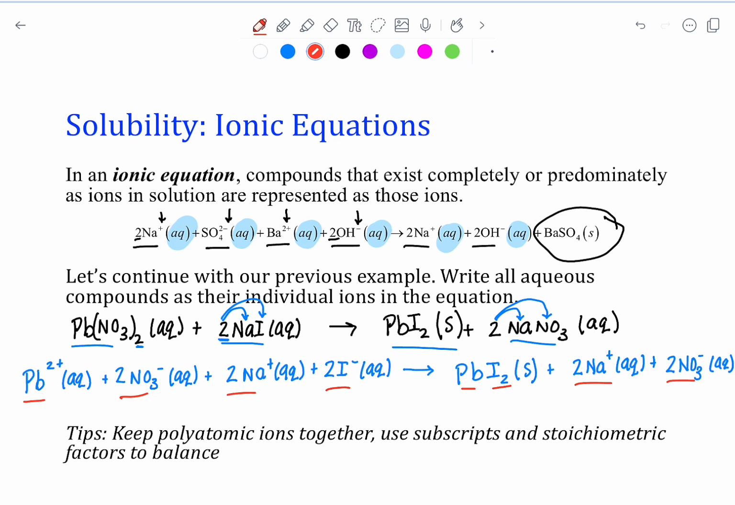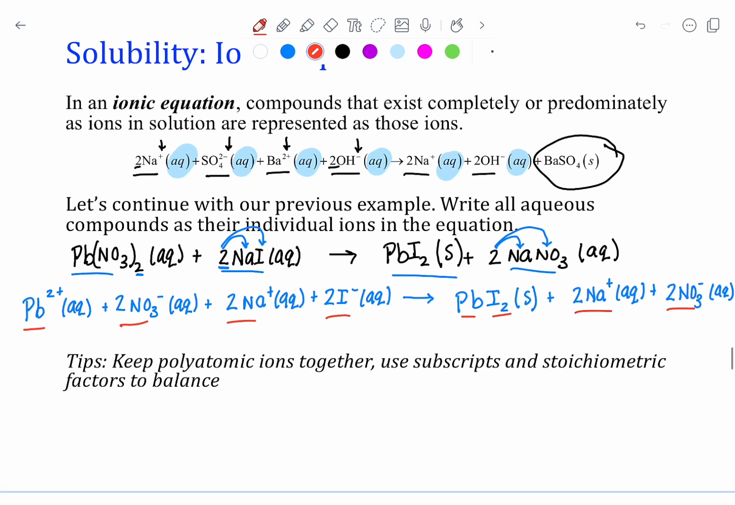So it doesn't matter what order you show them in on either side. If you decided to put the ions first and the lead 2 iodide last, that's totally fine, as long as they're on the right side of the arrow, you're good.